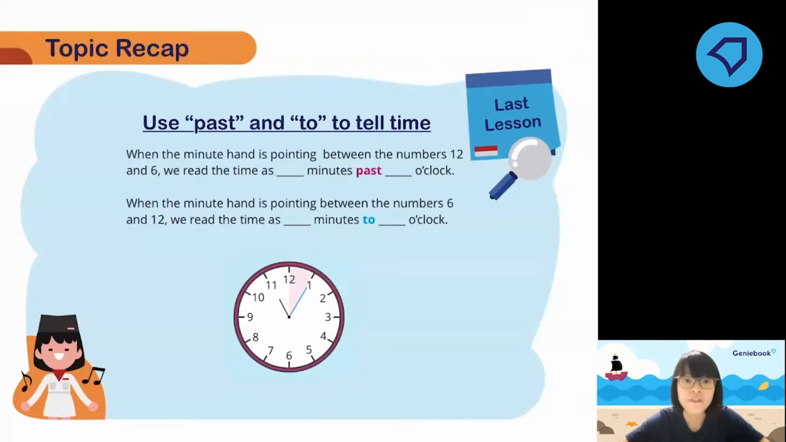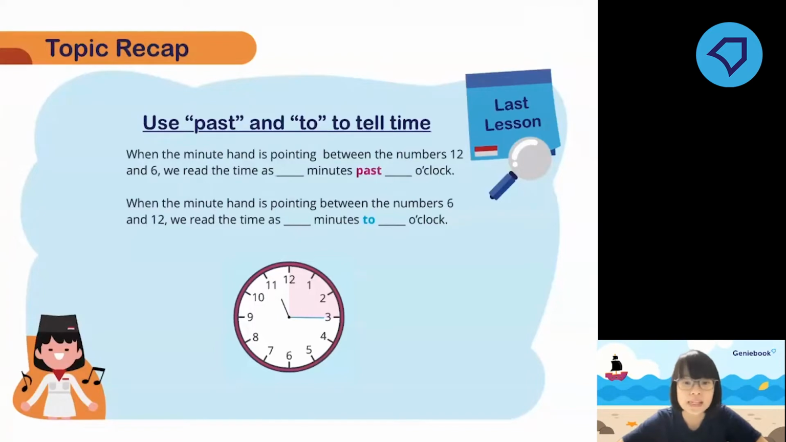Over here, we have 5 minutes past 11. Next, we have 10 minutes past 11. 15 minutes past 11 over here. Let me rewind a little bit. This one over here, we can say that it's 15 minutes past 11, or we can say it's a quarter past 11. A quarter past 11. So we're going to go on to the next one.